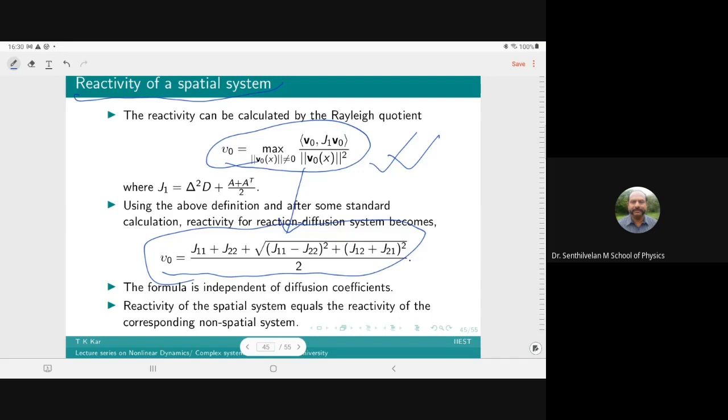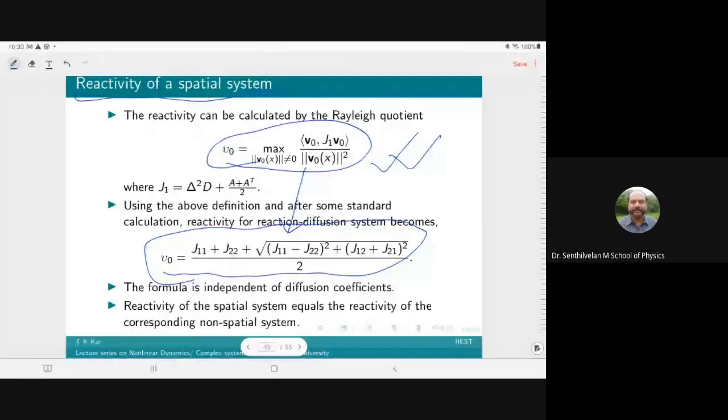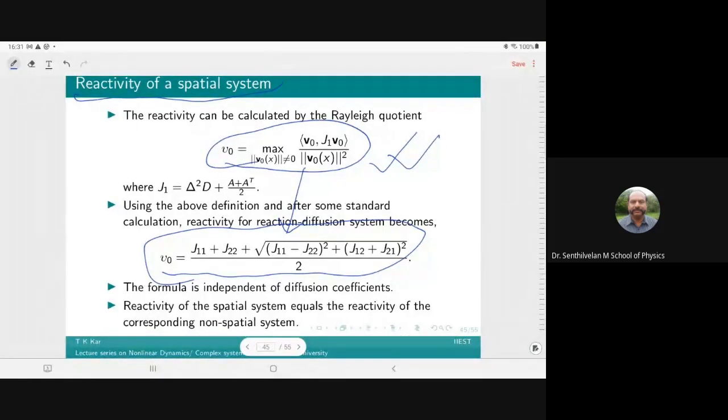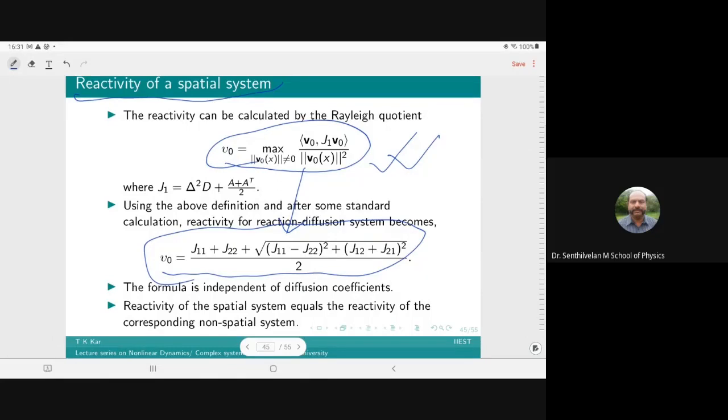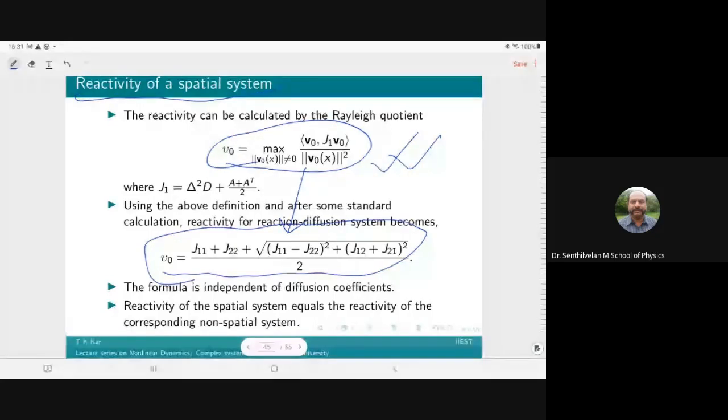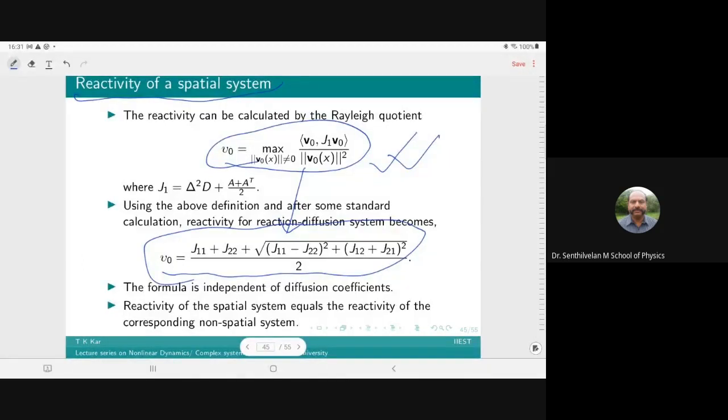So what does it mean? The reactivity of the spatial system equals the reactivity of the corresponding non-spatial system. So if I give you a spatial system and ask you to check whether it is reactive or not, you don't have to check the reactivity of the spatial model. Just consider the reactivity of the non-spatial model. If it is reactive, then your spatial model is also reactive. So this is also a very important result.